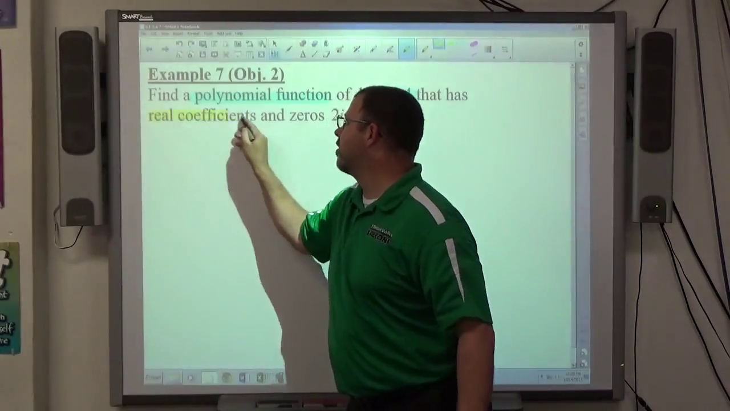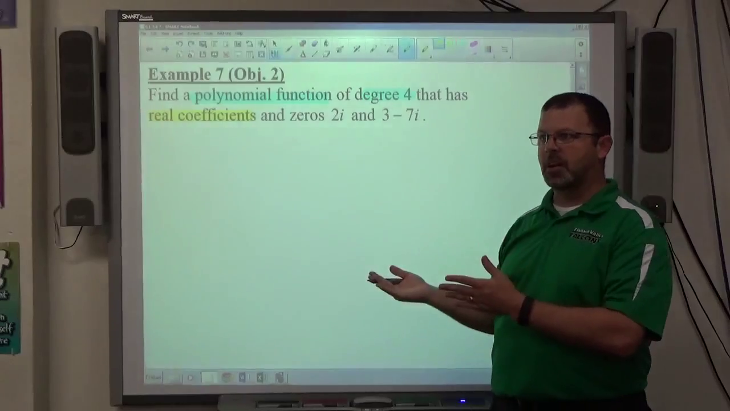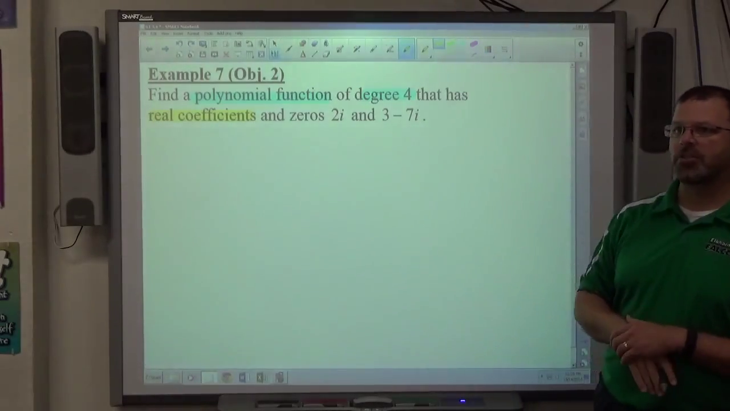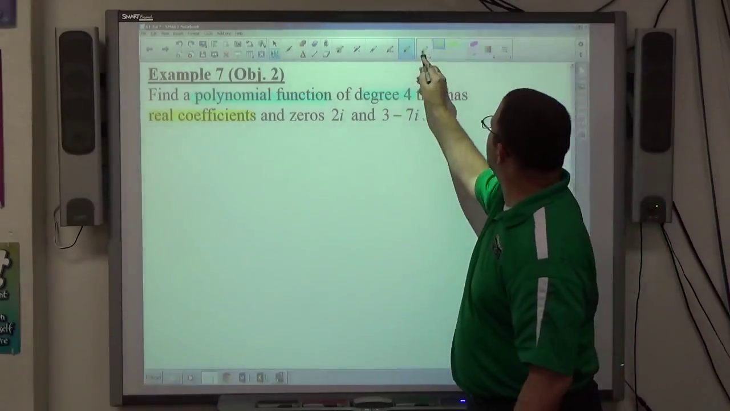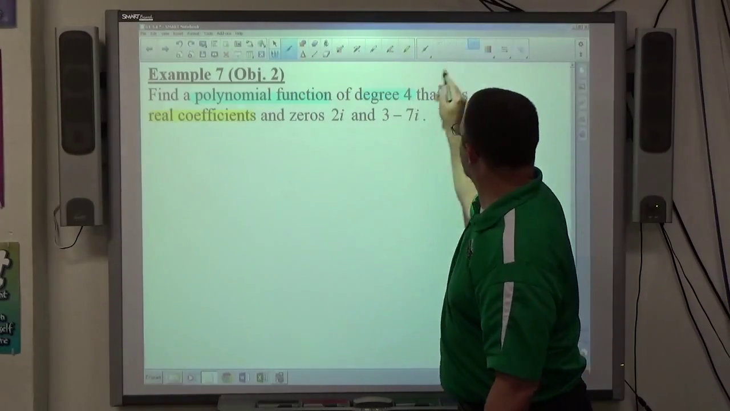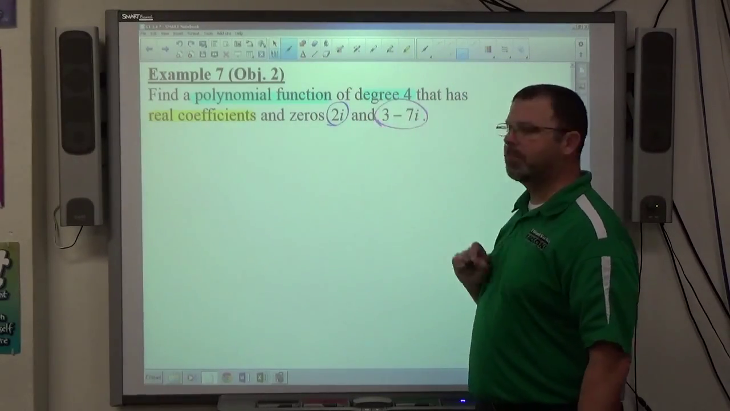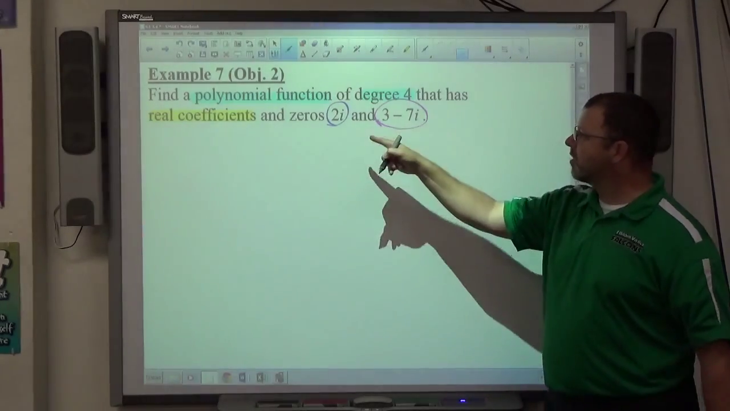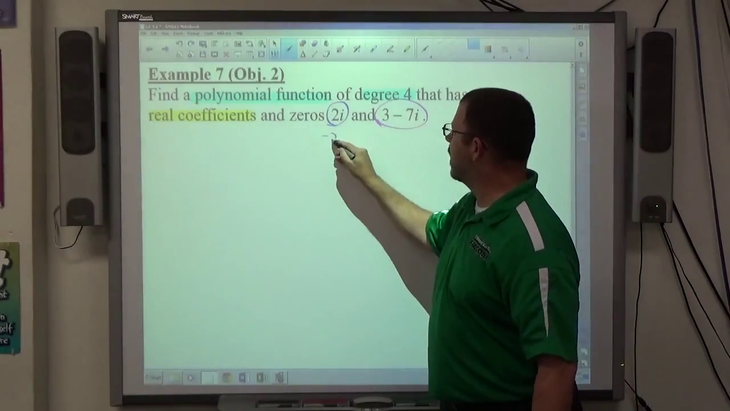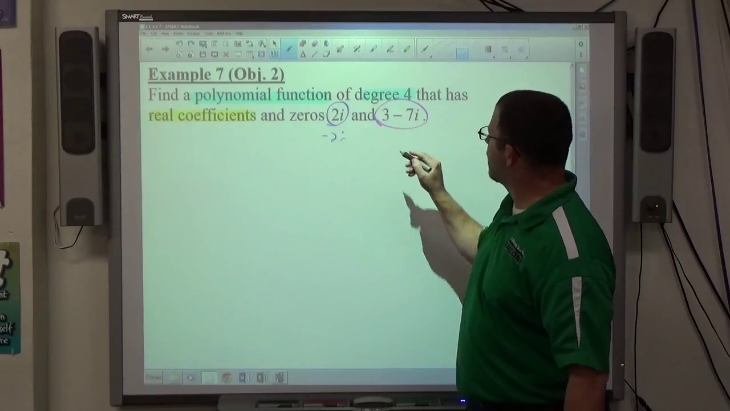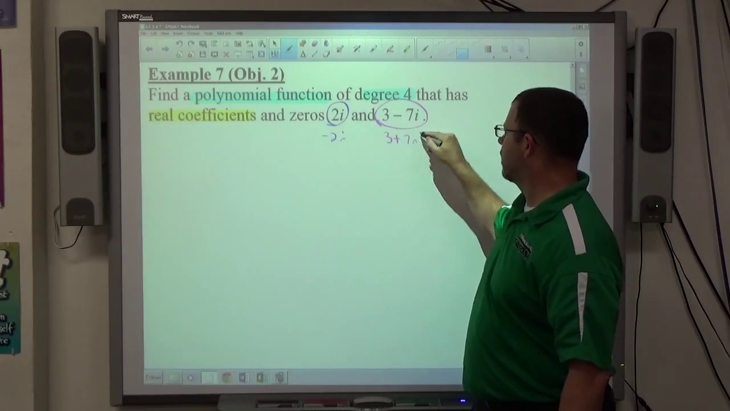This is important. If it has real coefficients, that means if a complex number is an answer, then its conjugate is also an answer. And that's what they've done for us, is they've given us a complex answer, 2i. They've actually given us a second complex answer, 3 minus 7i. So if 2i is an answer, that means also negative 2i is an answer. And if 3 minus 7i, then 3 plus 7i.